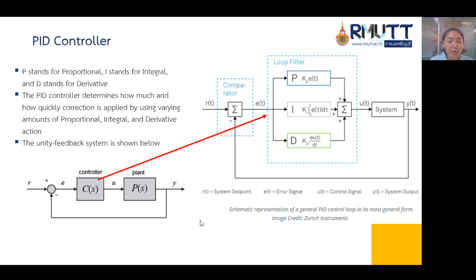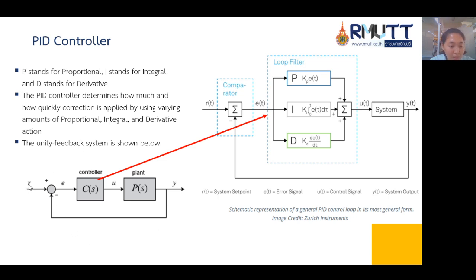This is the PID controller. This is a block diagram of the PID controller. P stands for proportional, I stands for integral, and D stands for derivative. The PID controller determines how much and how quickly correction is applied by using varying amounts of proportional, integral, and derivative action. This is the block diagram of a unity feedback system.